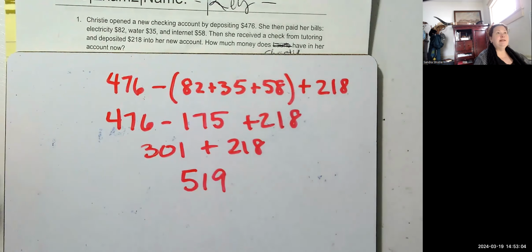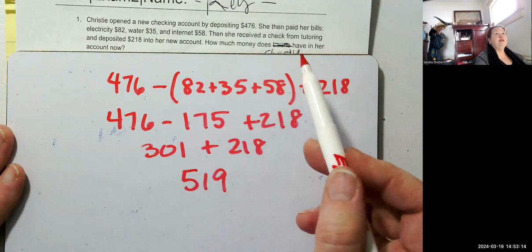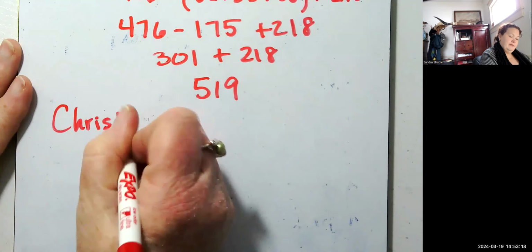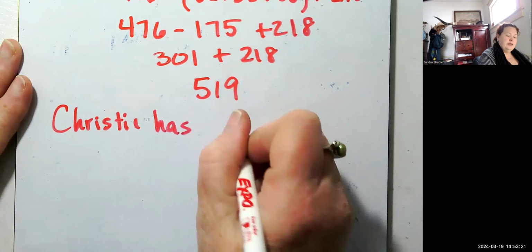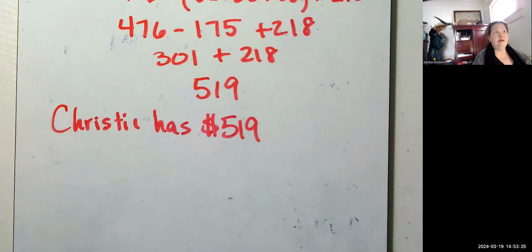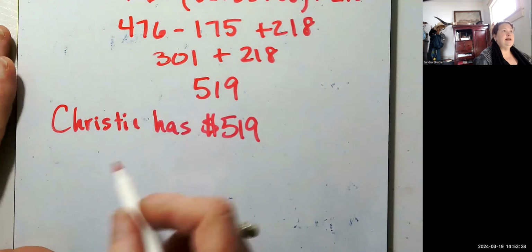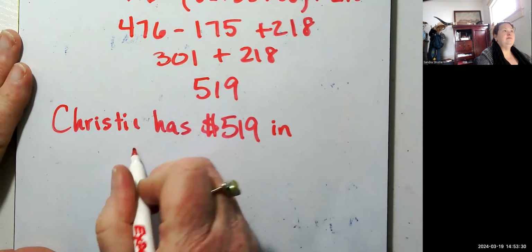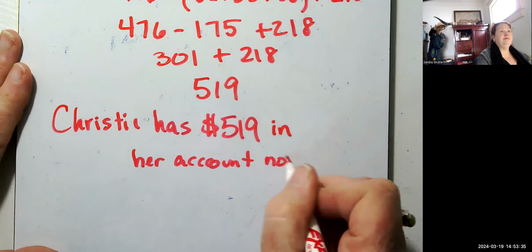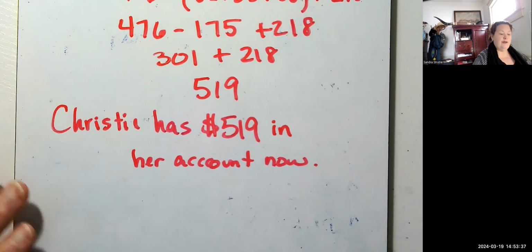519. Now, this is a word problem, so therefore your answer should be in sentence format with correct units. There's no rounding in this place. So the question is, how much money does Christy have in her account now? And you would say Christy has, you're going to say 519, but you're going to use the dollar sign because that's your units. Otherwise, we don't know what you're talking about. Christy has $519 in her account now. Okay, and that's the answer for that one.